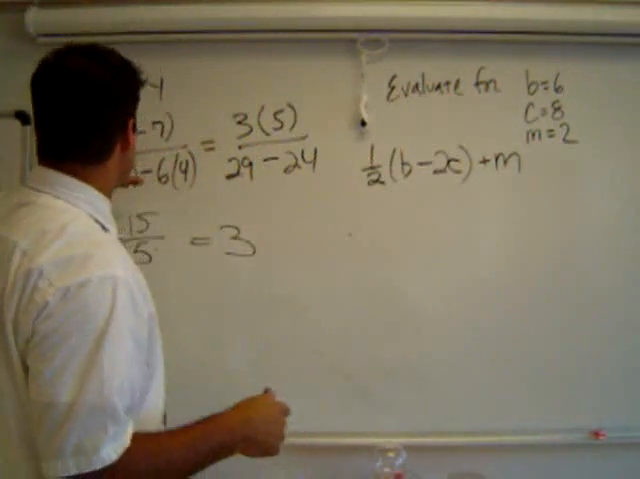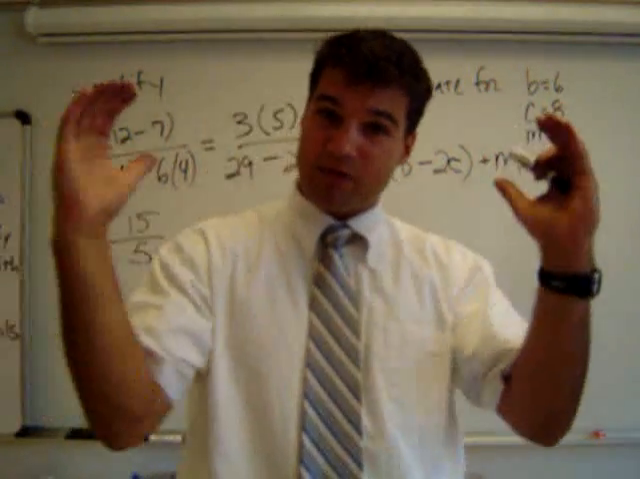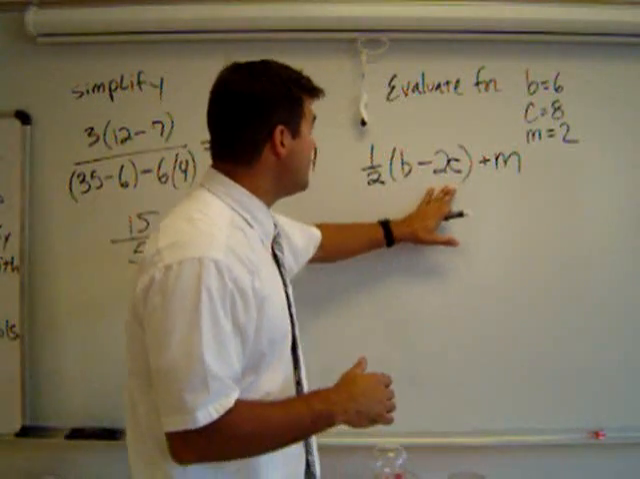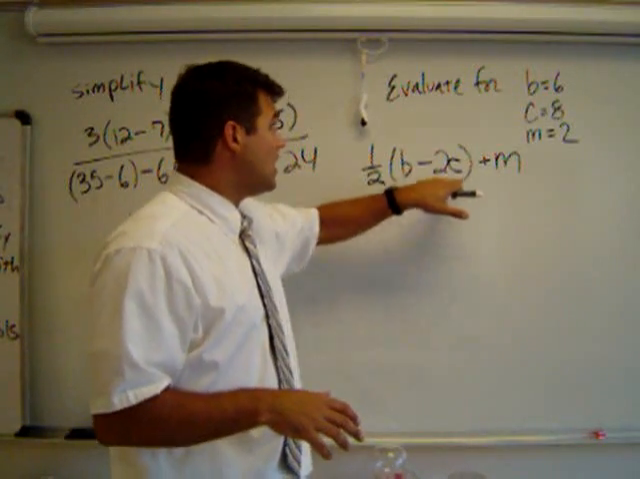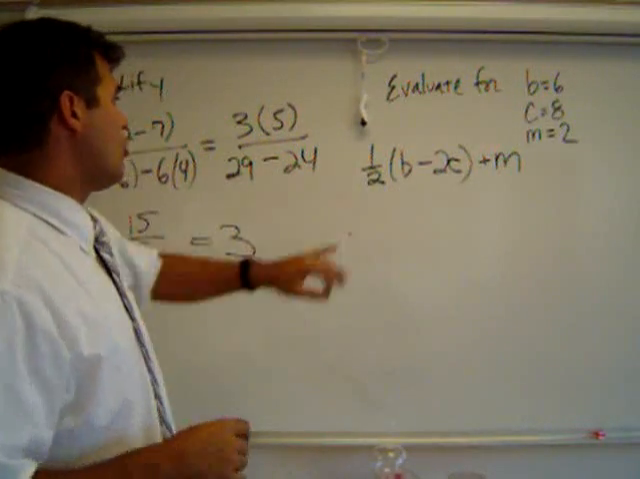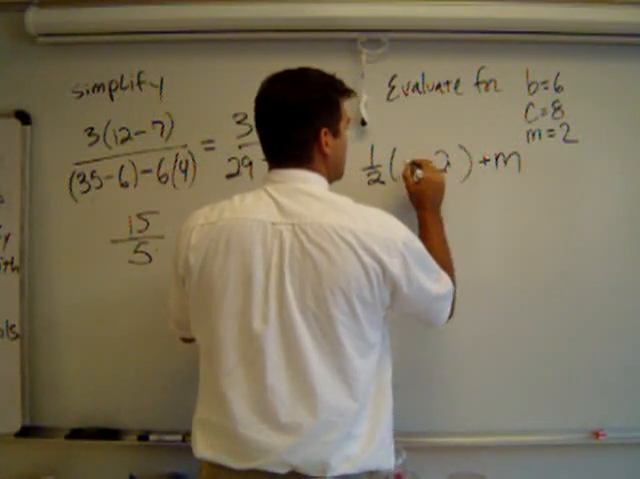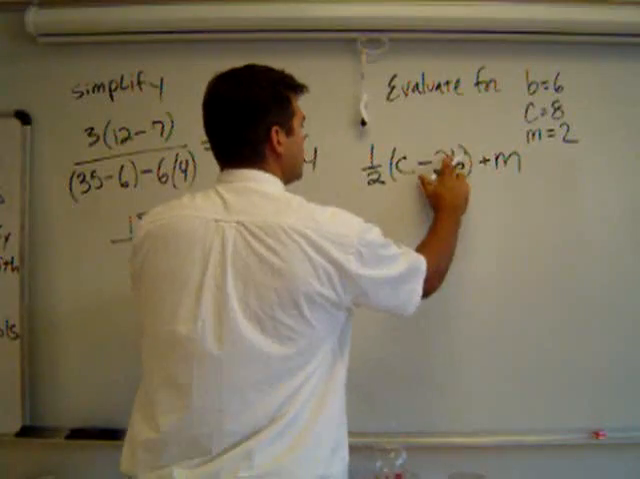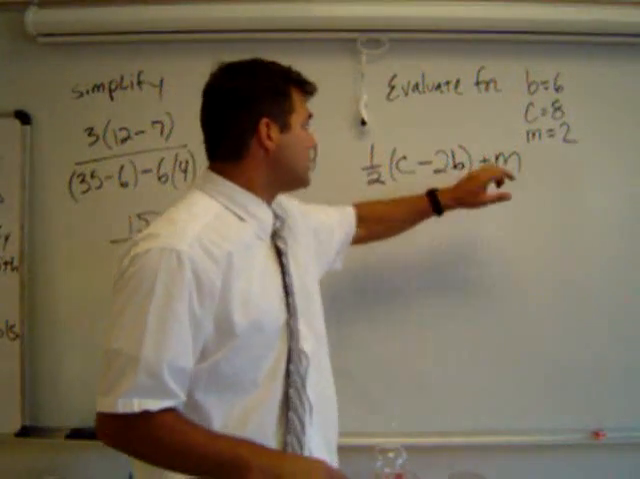Now, so we simplified this. We worked inside the grouping. I tried to make the most complicated one, but just remember, you work inside those parentheses first. Over here, evaluate. We use substitution, and we substituted in this problem. Oops, I'm going to switch this for a second. I'm going to change this. There, sorry. 1/2 C minus 2B plus M.